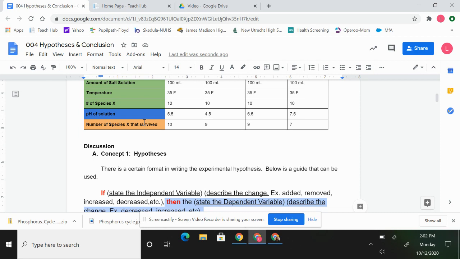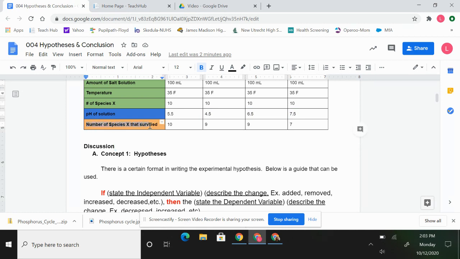All right, so let's look at your chart here. What is your IV? Okay, the IV is the pH of the solution. Now you can state the change in your IV. You can come up with your own description, whether you added it, you decreased, you increased. Look at how the experimenter manipulated the pH. There you go. So did you say it was added? Was it removed? Was it decreased or increased? Okay, you can see the pattern 4.5, 6.5, 7.5. So I think we all agree that it's increased, right?